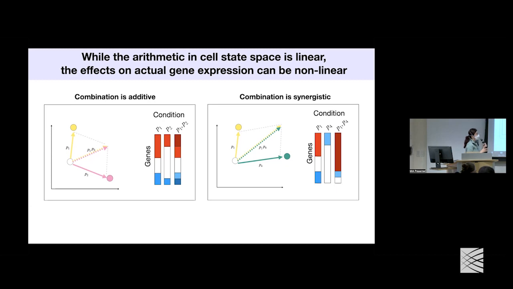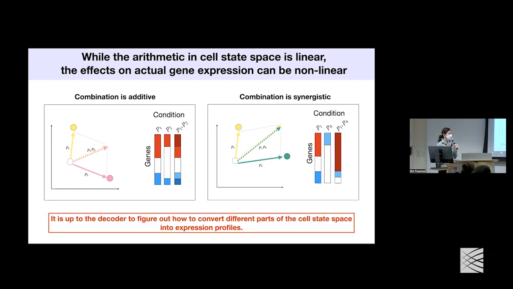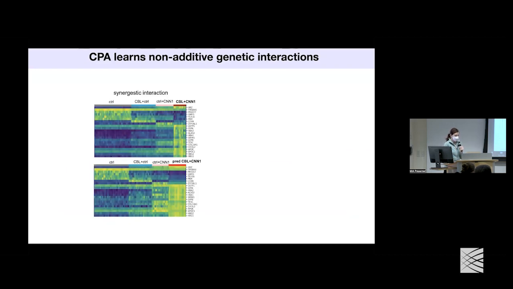And so it takes a little time to get used to, because in this latent space, all these operations between perturbations will be linear combinations, but then it's up to the decoder to figure out how to convert different regions of the cell state space into these wildly different expression profiles. And indeed, it learns these types of genetic interactions that are non-additive. So it doesn't just learn additive things, because the decoder adds this nonlinearity.